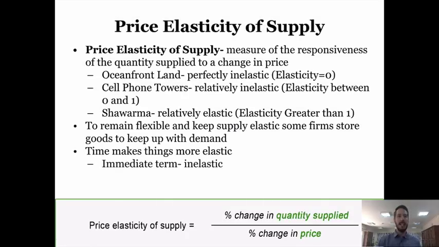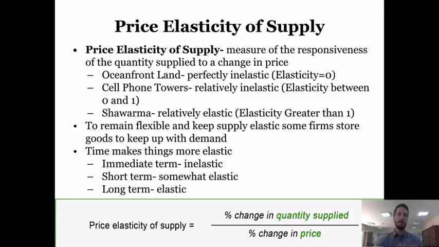Last thing we're going to look at is the price elasticity of supply. So how does the responsiveness of the quantity supplied change to a change in price? And that's the price elasticity of supply. So when a change in price happens, how much does that affect the quantity that I will supply as a business? So for instance, oceanfront land is very inelastic. The reason why, there's only a certain amount of it, and so people can't just make up more land.